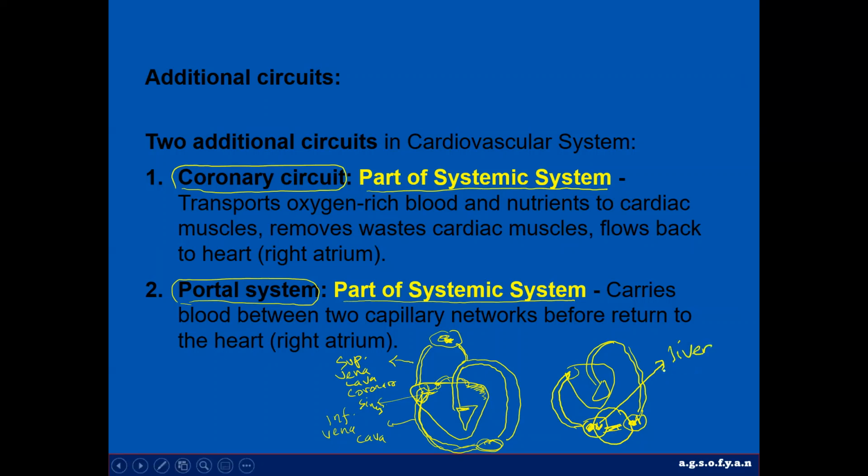Okay, that's the reason why this portal system in our body is called the hepatic portal system. Hepatic means liver. So the liver actually receives blood from our digestive organs, for example, from pancreas, from stomach, from small intestine. All this blood will go to the liver first.